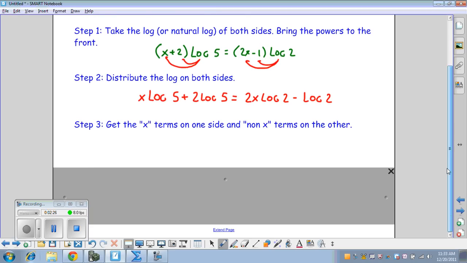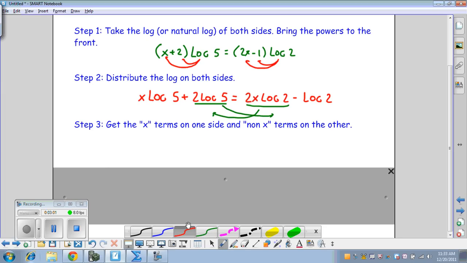Now, at this point, it's an algebra 1 problem because I'm just solving for x. I'm trying to get x by itself. In order to do that, I'm going to get all of the x terms on one side and the terms that don't have an x onto the other side. So I'm going to swing my 2x log 2 over to the left side, and I'm going to take my 2 log 5 and swing that to the right side.